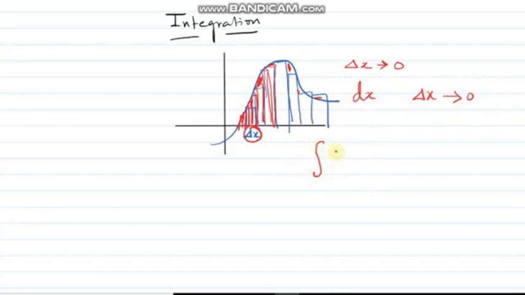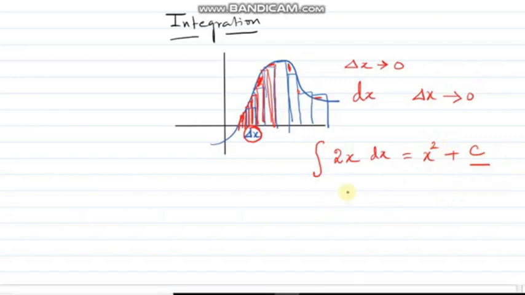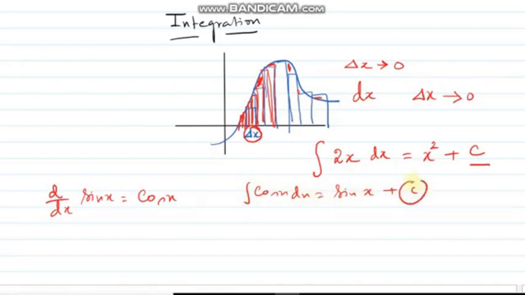Suppose we are supposed to integrate 2x dx. If I integrate that, I will get x square plus c. So where are we getting this c from? That's the next concept. Maybe you already know that integration is the opposite of differentiation, the reverse of differentiation. Many times you have heard that d/dx of sin x is equal to cos x. So later on you will get the integration of cos x dx as sin x plus c. So where is this c coming from? Let's discuss that first.